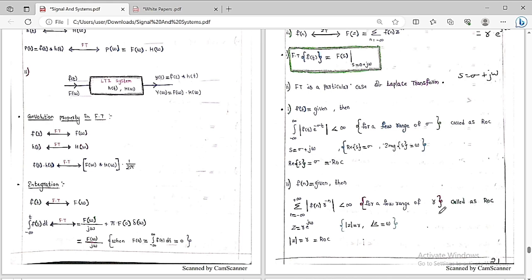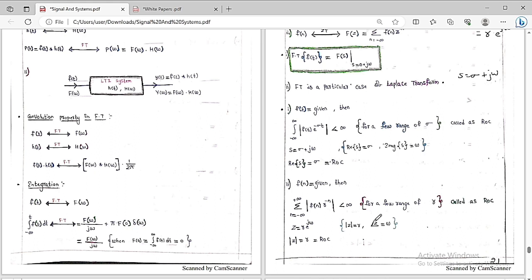And I've already told you z is equal to e to the power of s, and s is equal to sigma plus j omega. So if we simplify, we get e to the power of sigma into e to the power of j omega. E to the power of sigma is nothing but r. So z is equal to r into e to the power of j omega. The magnitude of z is nothing but r, which is called the ROC, and the phase angle of z is nothing but omega.